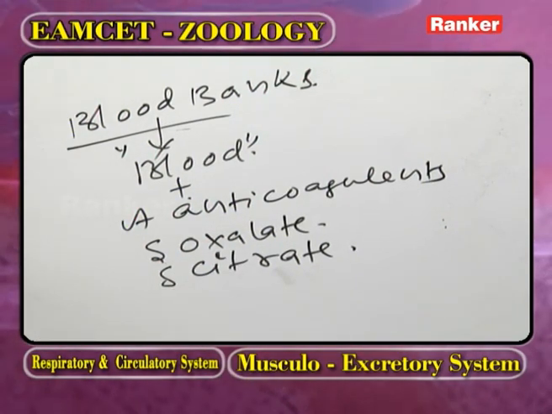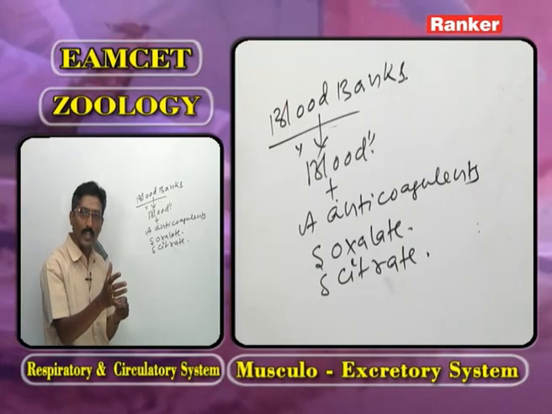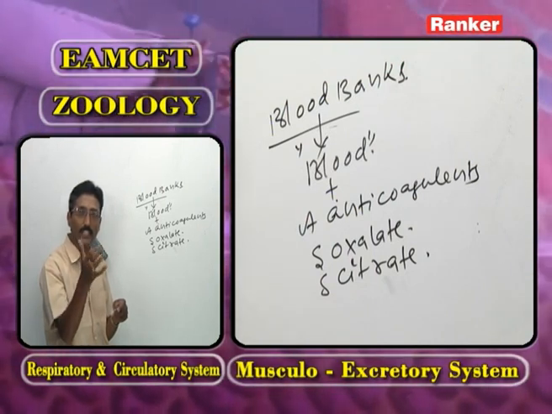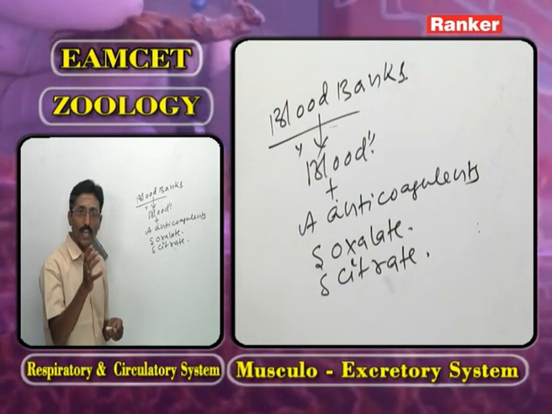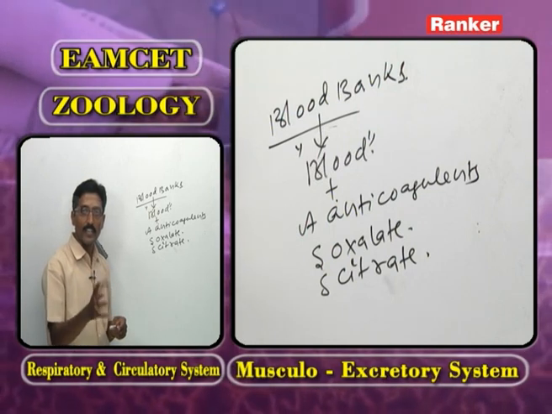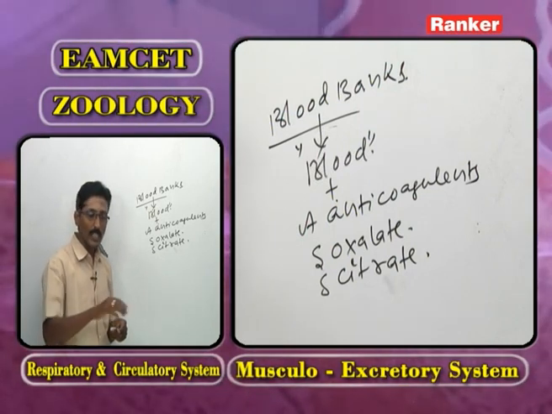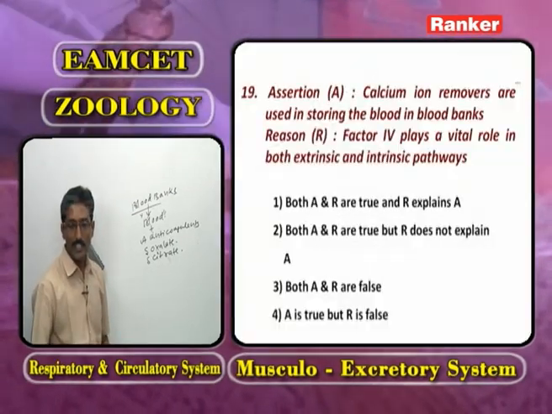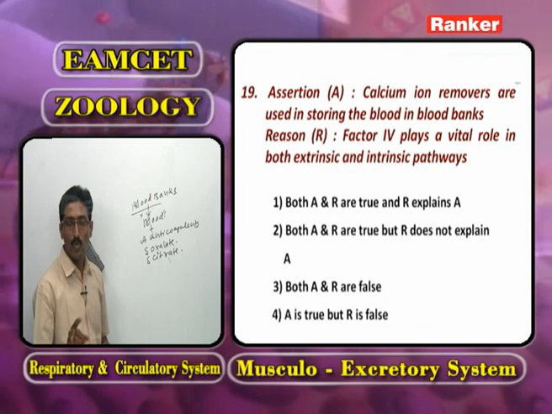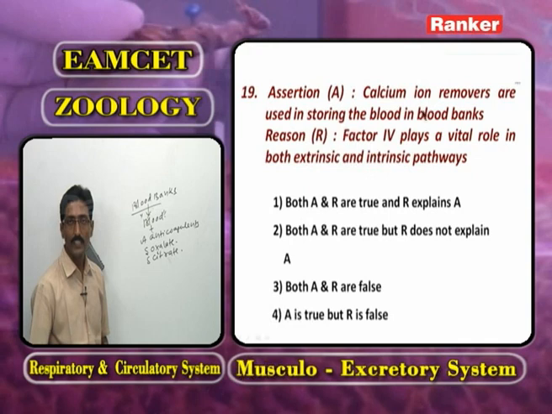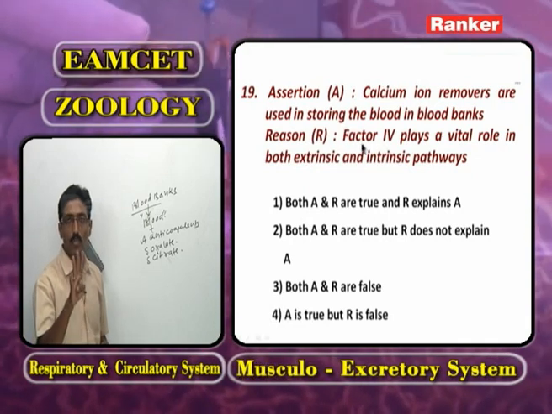Whenever the blood is mixed with these artificial anticoagulants, what is going to happen? In the blood, the calcium ions are inactivated, because for the coagulation of blood, what is required? Calcium ions. If they are inactivated, there is no process of blood coagulation. The blood is in the fluid state. Now you observe the assertion: calcium ion removers are used in storing the blood in blood banks. That is correct. Reason: the calcium, that is a fourth factor.